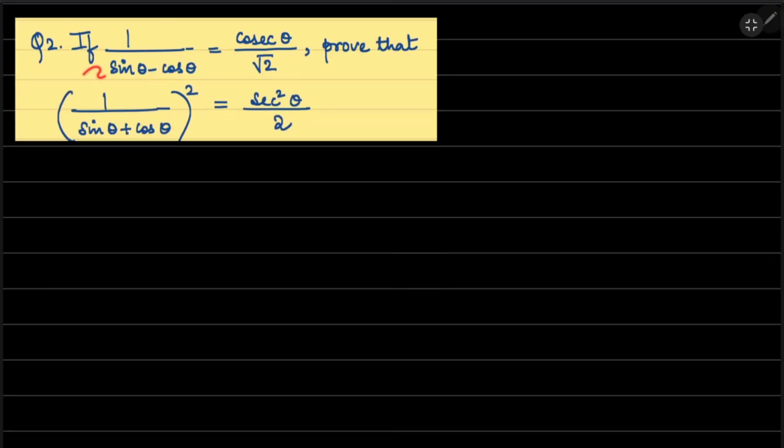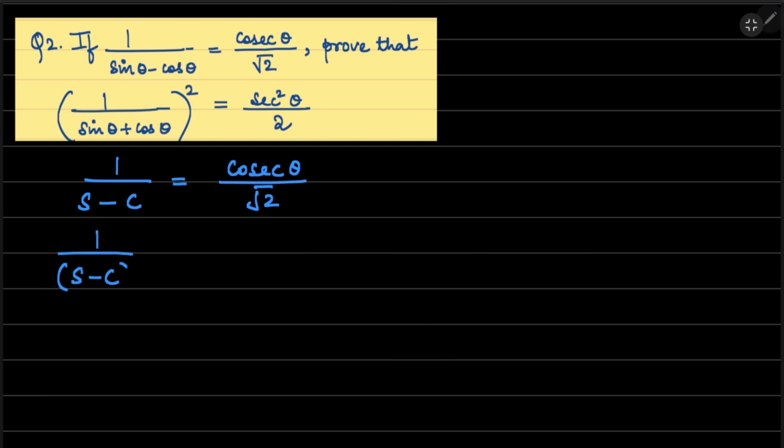So in this question, you are given if 1 by sine theta minus cos theta equal to cosecant theta by root 2, you have to prove that 1 by sine plus cos equal to secant square theta by 2, right? Secant square theta is 1 by cos square theta. So what we can do is we can take what is given, right? So what is given? 1 divided by sine theta minus cos theta is equal to cosecant theta by root 2. Right?